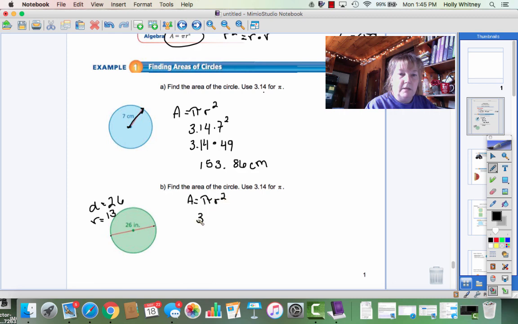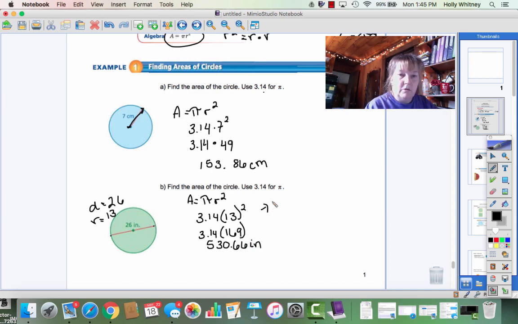Well, pi is still 3.14, and the radius in this case is 13. So 13 squared. So 3.14 times 13 times 13, which is 169. 169 times 3.14 is 530.66 inches.